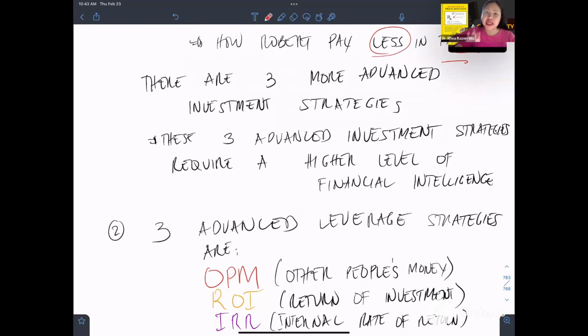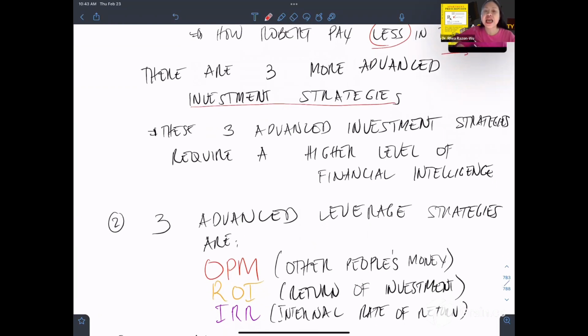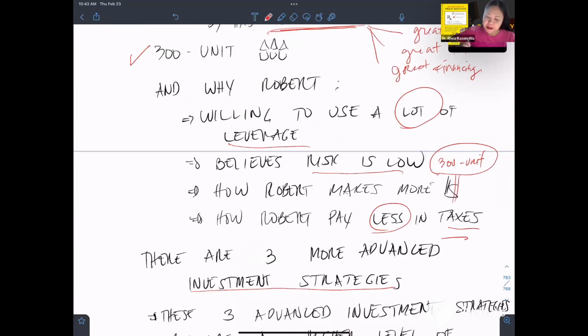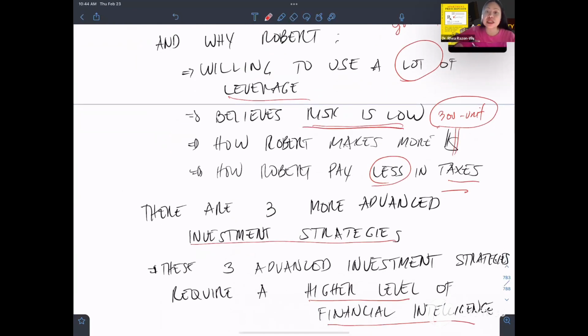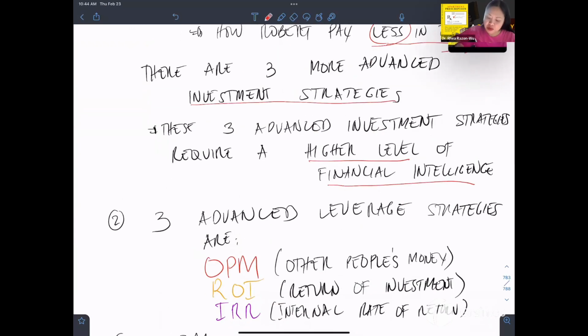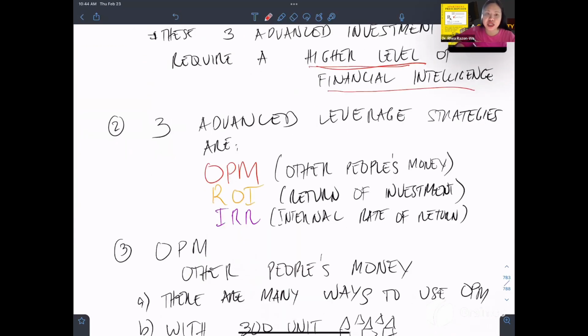There are three more advanced investment strategies. And these three advanced investment strategies require a higher level of financial intelligence. So it is very important to understand increasing our financial IQ, because this is how we will make more money. This is how the risk is low, make more money, and pay less in taxes. But it requires a higher level of financial IQ.